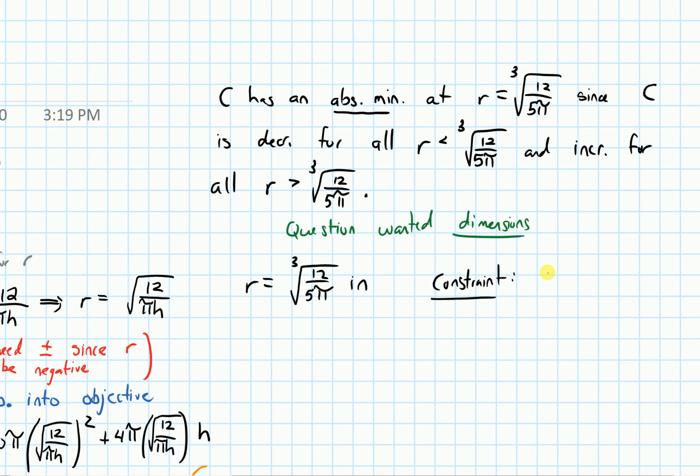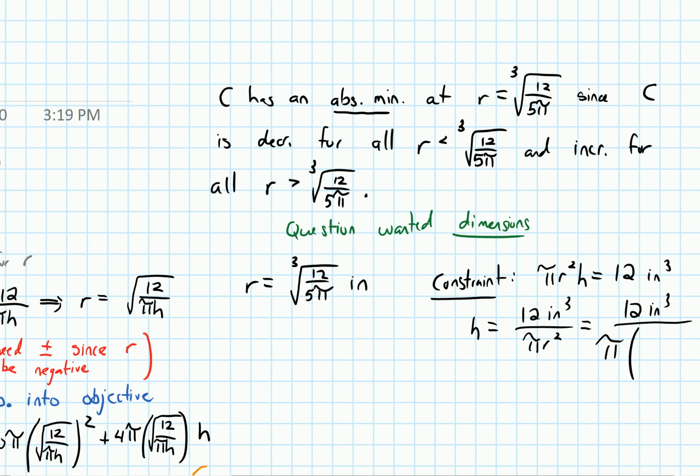So remember, our constraint was that the volume, pi r squared h, equals 12 inches cubed. So if I solve for h here, h is going to be equal to 12 inches cubed over pi r squared. And now I can plug in the radius here. So I get 12 inches cubed over pi times the radius, which is cube root of 12 over 5 pi inches. And I got to square that. All right, so we have h equals, we'll have the 12 on top. And on the bottom, we'll have pi.